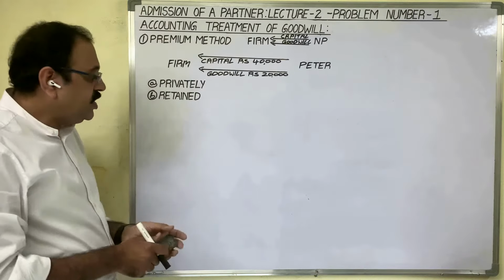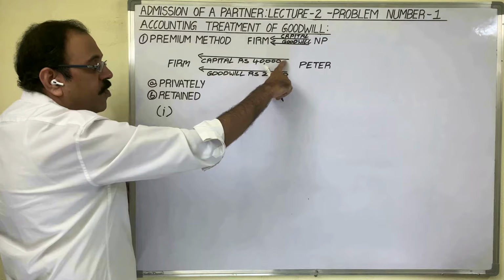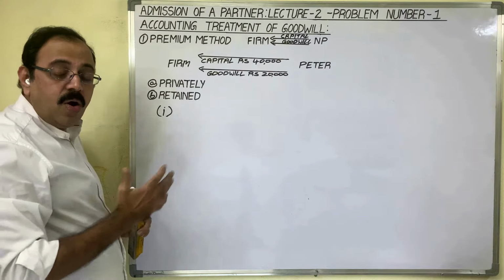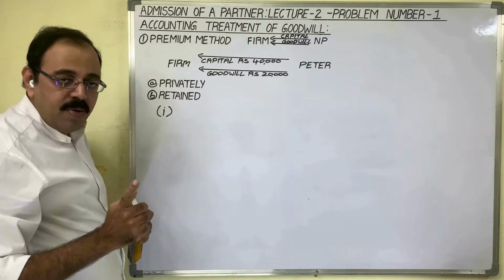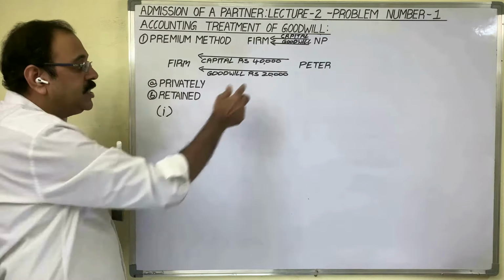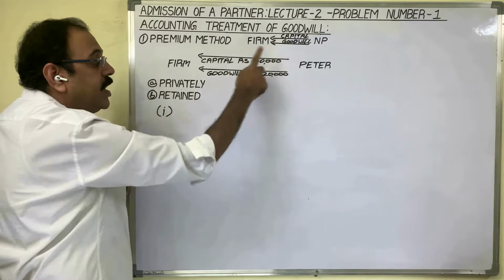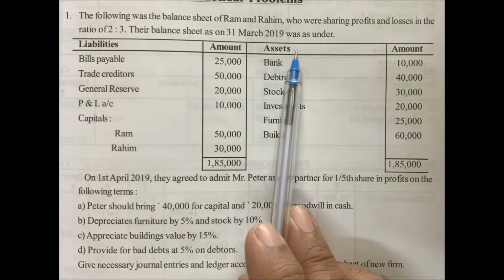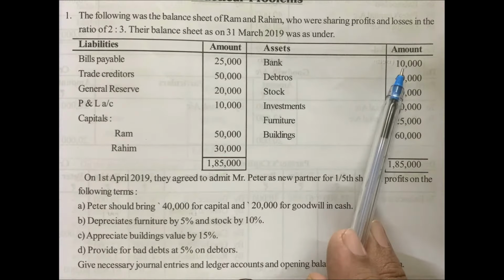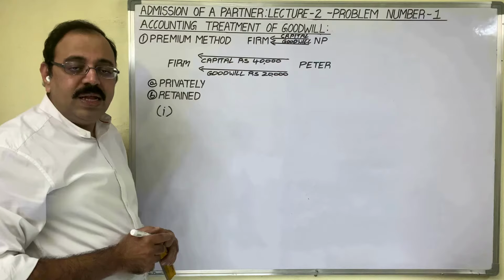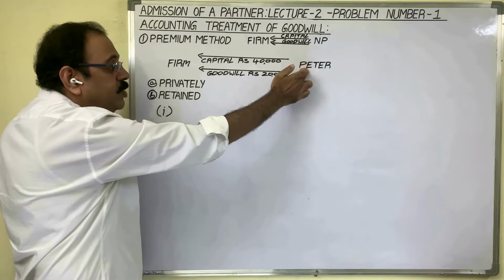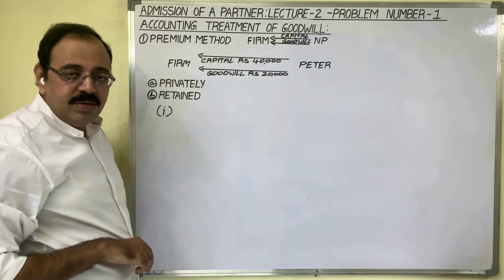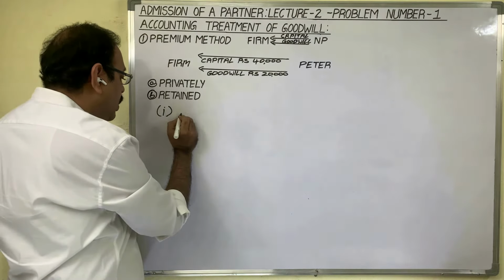Let us see. First entry, the new partner is bringing 40,000 plus 20,000, 60,000 rupees into the firm. And how is he bringing that amount? In cash form or in the form of a check? Money is coming into the firm, directly deposited in the firm's bank account. That we should observe. In the old balance sheet, on the asset side, he has given bank balance as 10,000 rupees, and there is no cash in hand. Then the meaning is, the money brought by the new partner, 60,000, is directly deposited in the bank. Therefore, bank account is one account.